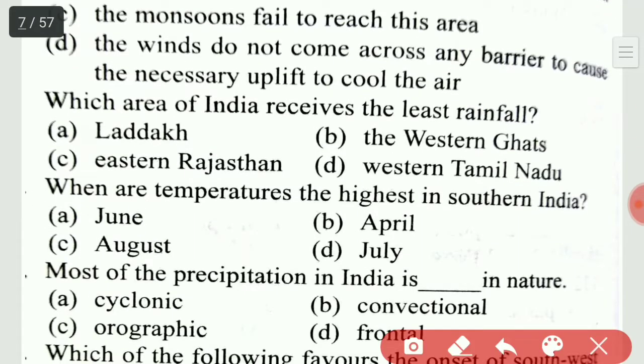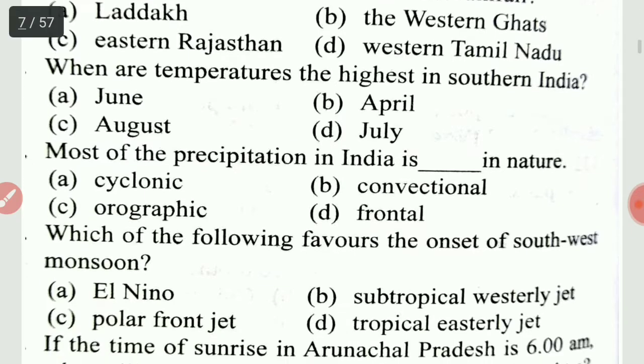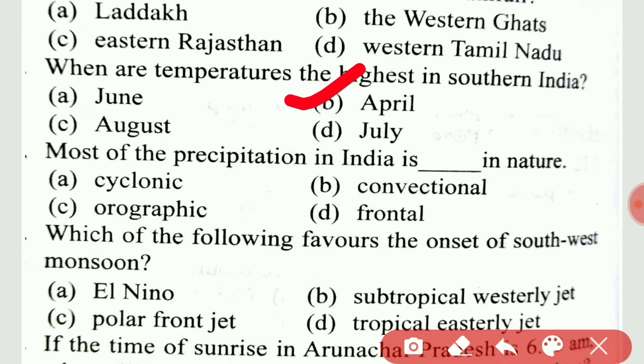Next, which area of India receives the least rainfall? The region is option A, Ladakh. Next, when are temperatures the highest in southern India? In which month are temperatures highest in southern India? The month is option B, April.